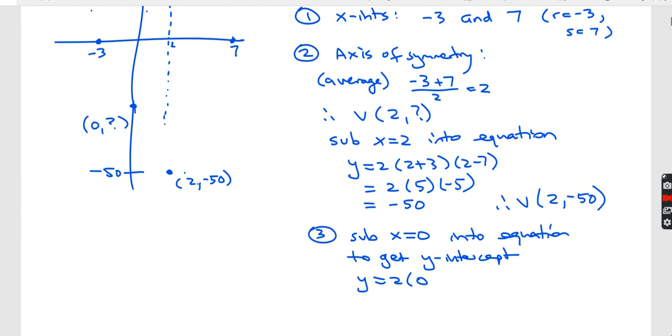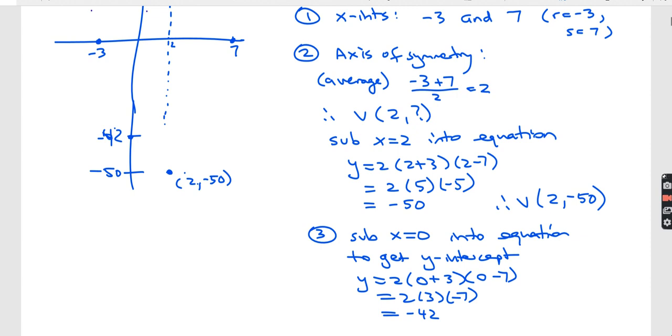So that's going to be 2 times 0 plus 3 times 0 minus 7. That's 2 times 3 times negative 7. That's 6 times negative 7, negative 42. So again, I don't have the best scale here. Let's see if we can fix it. Make the point a little bit lower, negative 42. Okay, and now I'll take this away because now I know the coordinates of the y-intercept. So this is now at negative 42.